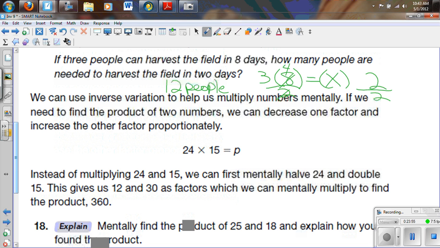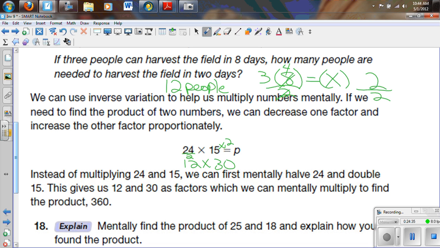Quick multiplying mentally problem. We can use this to help us multiply mentally, because if we have inverse variation, then we can decrease one of these factors and increase the other proportionally, and this will give us something easier to multiply. So think about this. If I take half of 24, that's 12, and I double, so I'm dividing this one by 2 and I'm doubling this one. What happens to those 2's? That's the same thing as canceling those 2's. That's 12 times 30.